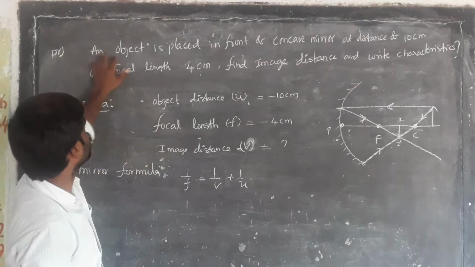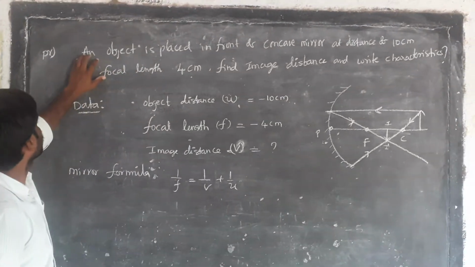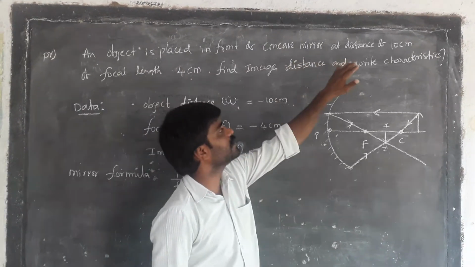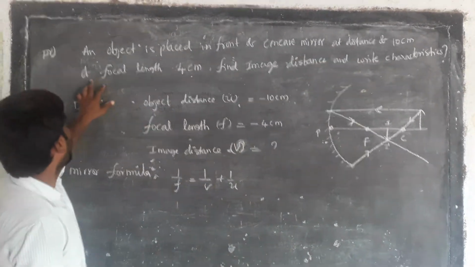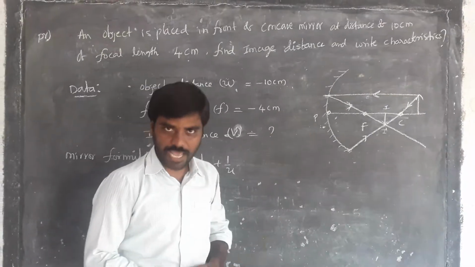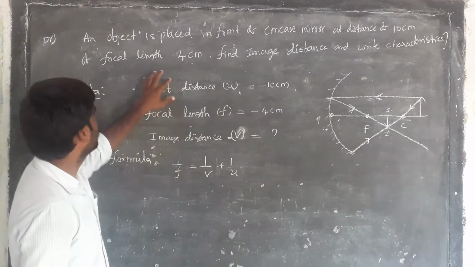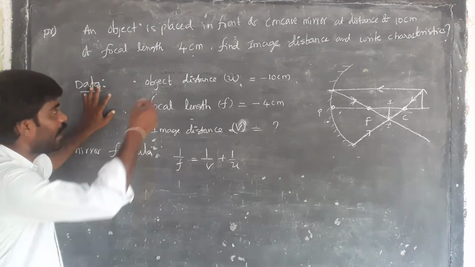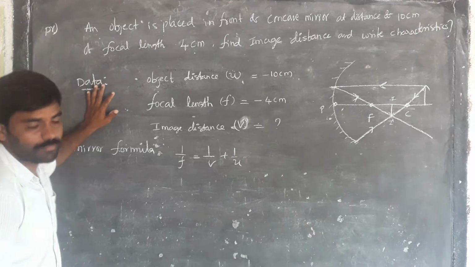Going to discuss how to solve one problem. Here, the problem is an object is placed in front of a concave mirror at a distance of 10 centimeters, of focal length 4 centimeters. Find the image distance and write the characteristics. From that, first we have to write the data, what values we have in the given problem.